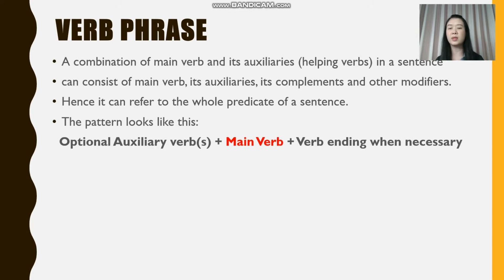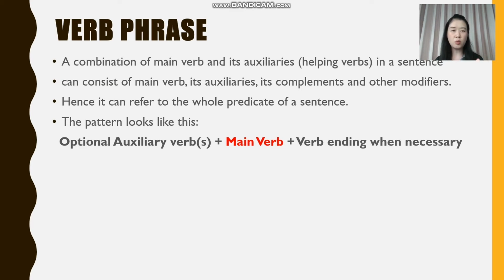Let's think about this. It can refer to the whole predicate of a sentence. About the word predicate, I have to tell you that one sentence can be divided into two parts. The first part is called the subject part, and the other part that starts from the verb phrase is called the predicate. I will explain more details about the subject and predicate when we discuss the sentence once again. But the pattern looks like this for the verb phrase.